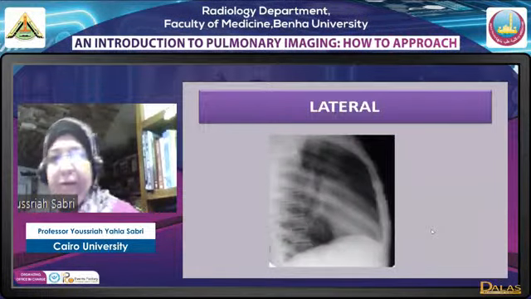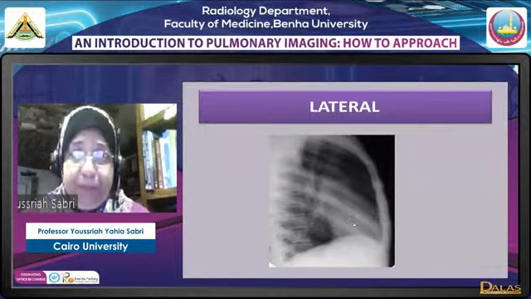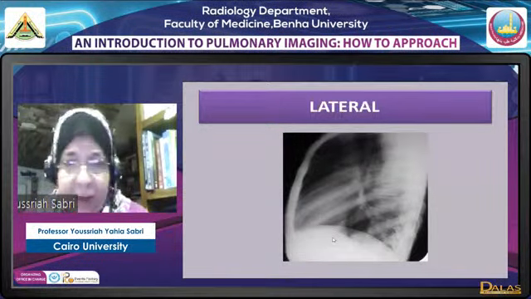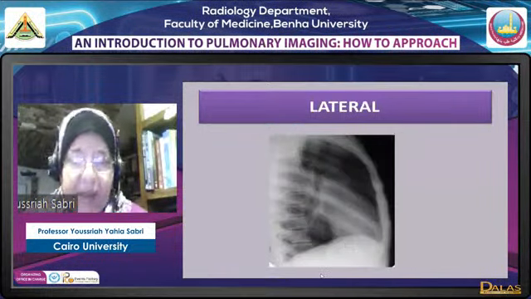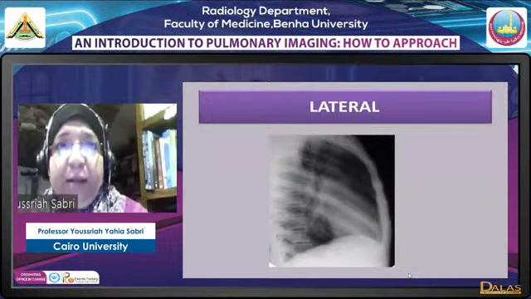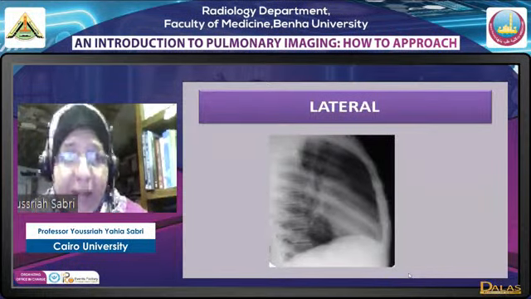What about the lateral film? The main indication of the lateral film is to confirm the presence of a lesion and to localize it. One thing some people like to ask about a lot is the right lateral and left lateral. Actually, the routine lateral that should be done, just as the PA is routine, is the left lateral.